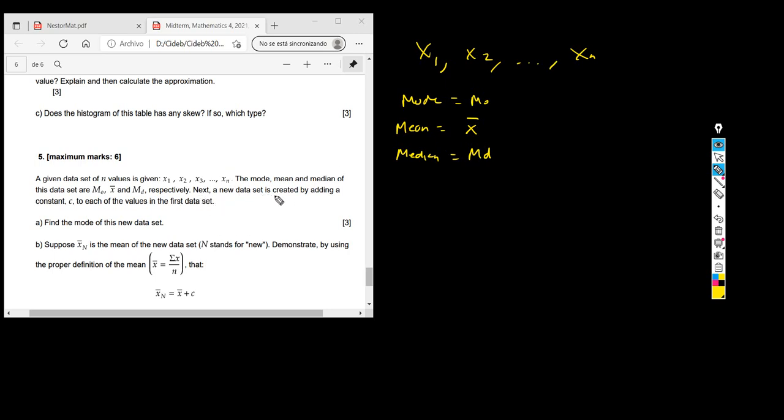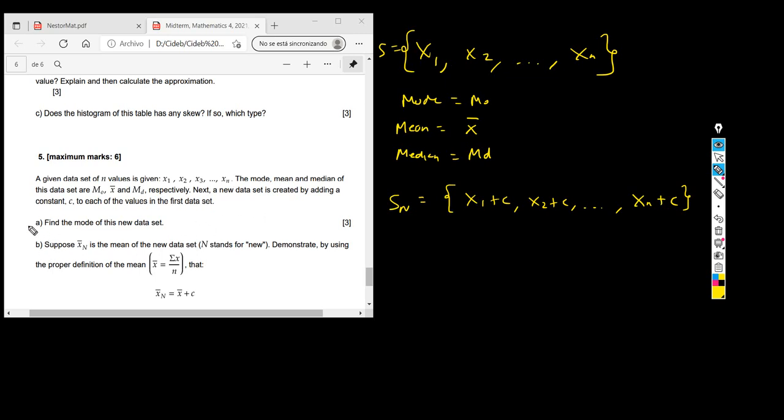Next, a new dataset is created by adding a constant c to each of the values in the first dataset. So this is my first dataset. I'm gonna call it S, and I'm gonna call the new dataset Sn. And now this new dataset is gonna be this one: x1 plus c, x2 plus c, up until xn plus c. This is the old dataset, this is the new dataset.